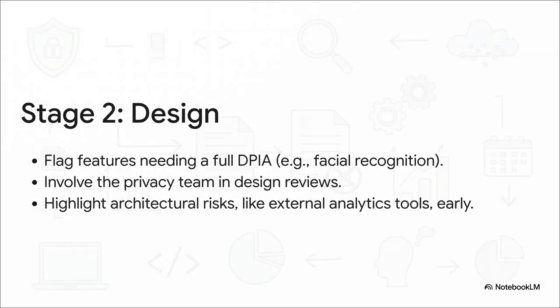Okay, next up, the design phase. And this is where that little pre-check we just talked about really starts to pay off. If a feature is doing something high risk, like anything with facial recognition or super detailed location tracking, this is your moment to raise a flag and say, hey, this one needs a full DPIA. It's also the perfect time to pull the privacy team into design reviews so they can spot potential risks, like a new third-party tool, before it's too late.